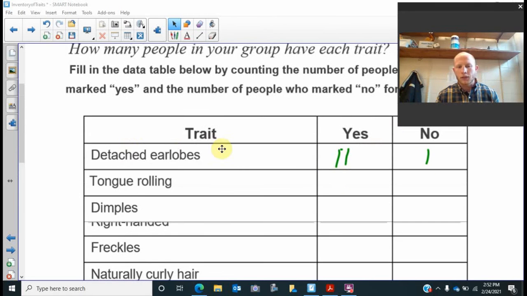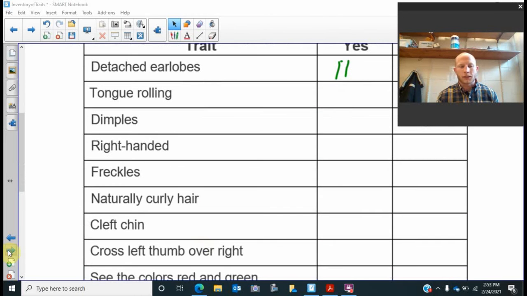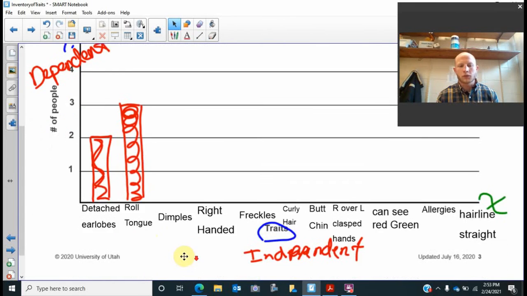So underneath, yes, detached earlobes, they tallied this up. So if you had a group of 3, right, and 2 of them do have detached earlobes, you'd mark 2 here and then 1 here. And so we're really looking at our yeses. Can their tongue roll, and stuff like that. So we went over here, and within their groups, they went ahead and put this along their independent, our x-axis.